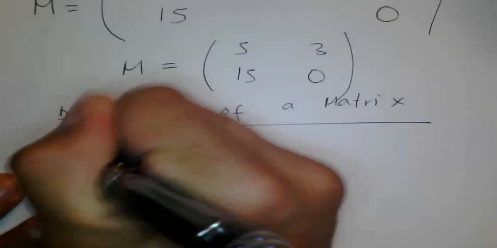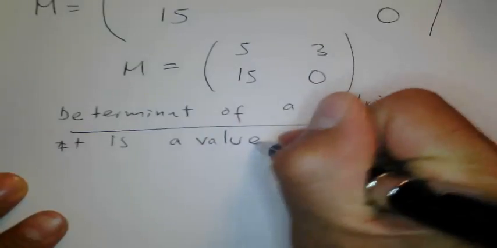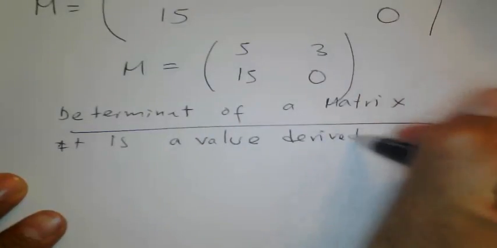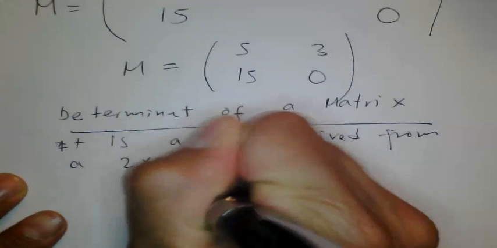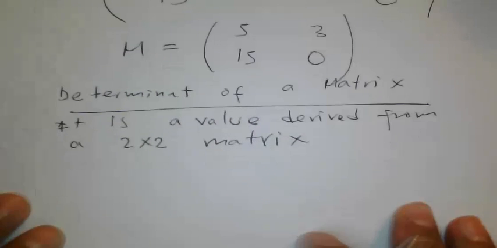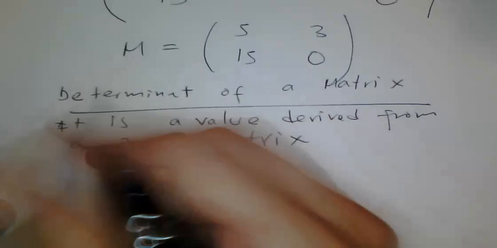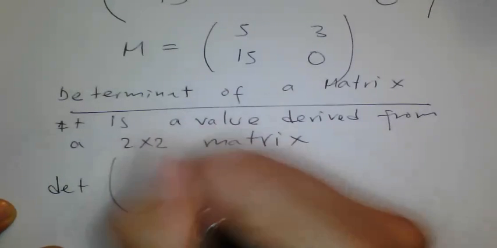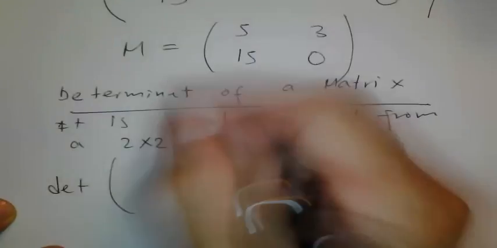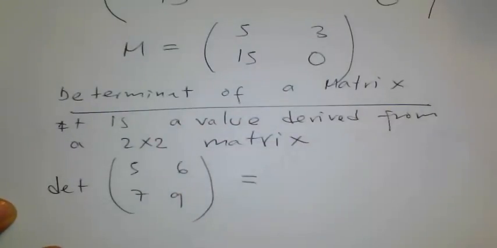So it is a value derived from a 2 by 2 matrix. For example, the determinant of this matrix with entries 5, 6, 7, and 9. So this is what we do.